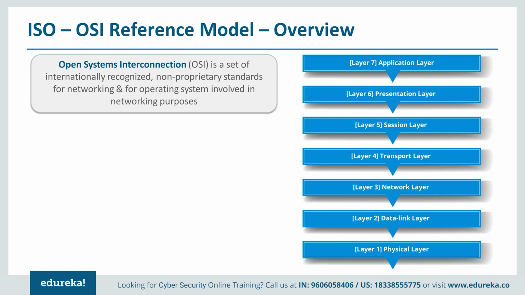Layer 3 devices, we call them routers, firewalls, IDS, IPS. These can be connected on layer 3.